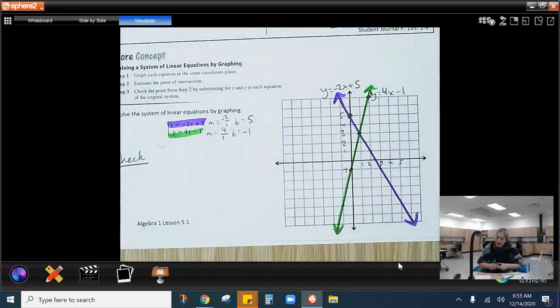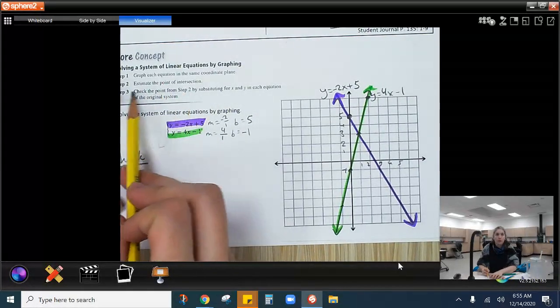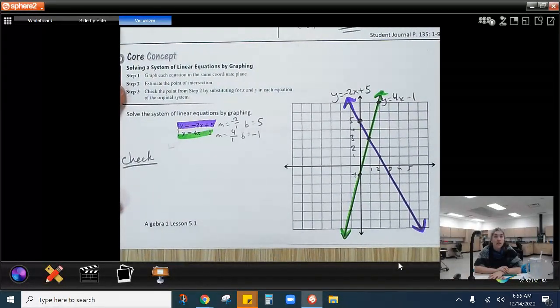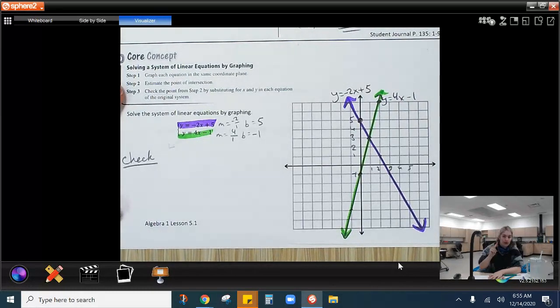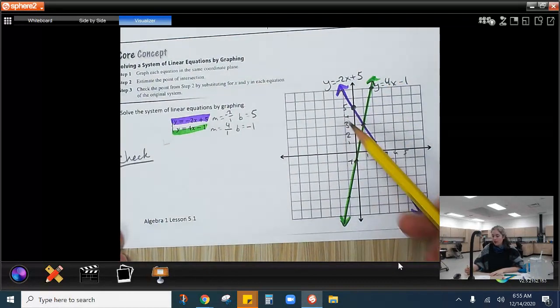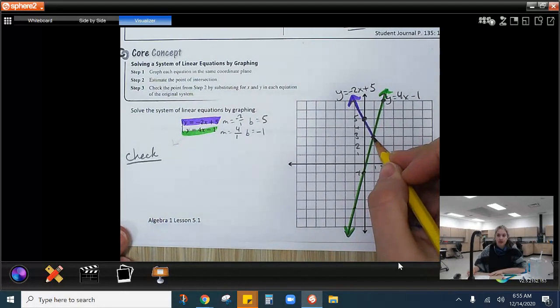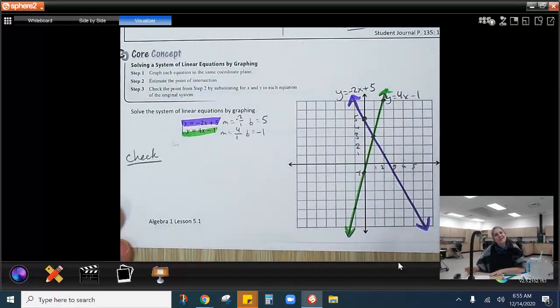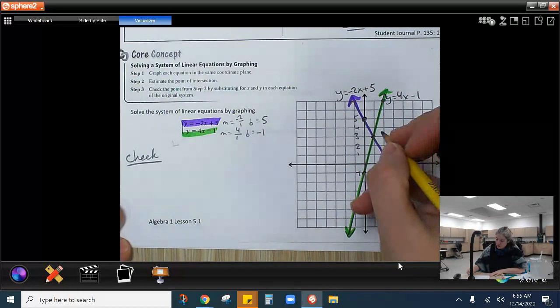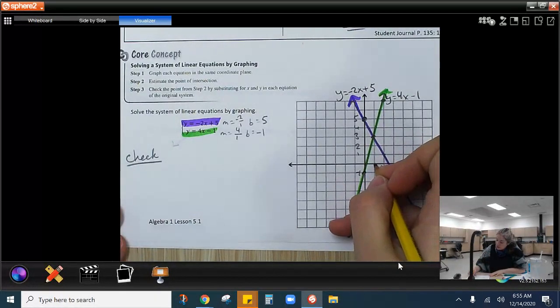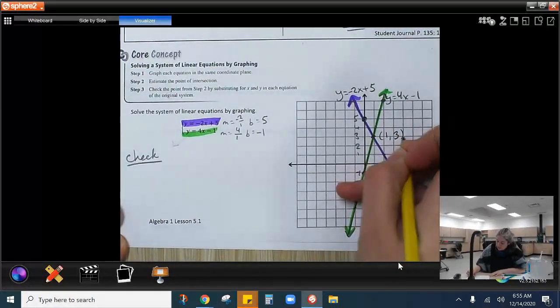There we go. So now our second step here says to estimate the point of intersection. On this one, we really don't need to estimate. It's pretty easy to see. Every single system of linear equations, two lines, will have one point where they intersect. And you can see that, right? Our two lines touch right there. That's their point of intersection. And we have to say, well, what is that point? We can look exactly at it. It's a pretty little star point, and it is at 1, 3.